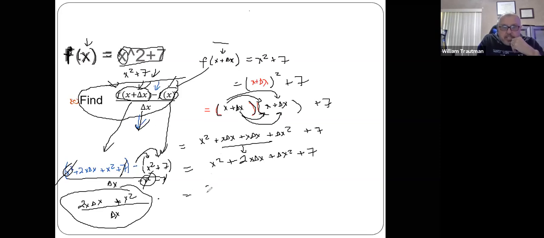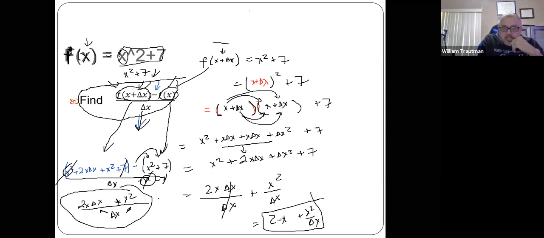Another way of looking at this, you can put 2x change of x over change of x plus x squared over change of x. So you can put this change of x here and this over here and make it look like this. Then eventually this one will cancel out and you're left with 2x plus x squared over change of x. That's not a multiply sign, that's just a dot. So that's what you end up with.